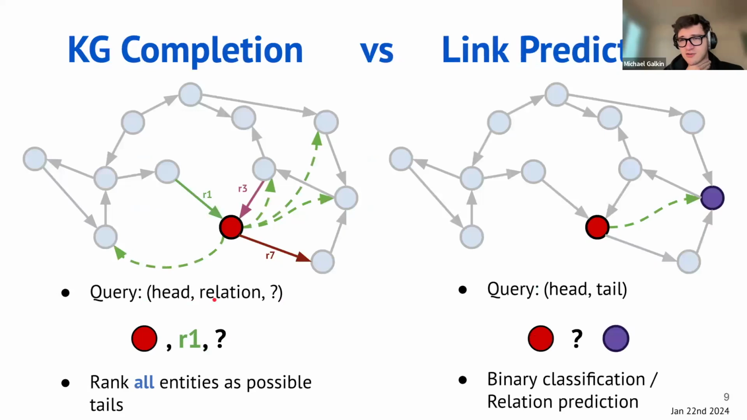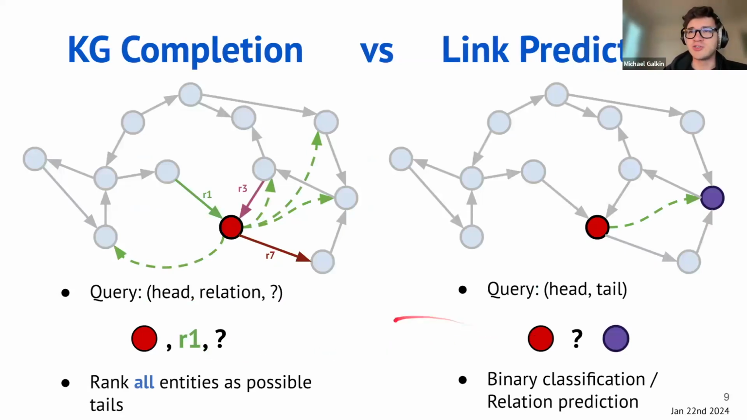A few words on the difference from last week's presentation of SurReal. It was talking about link prediction, and there are small differences between KG completion and link prediction. In KG completion, usually we work with queries in the form of a starting node and some relation type, and we build a distribution over all nodes.